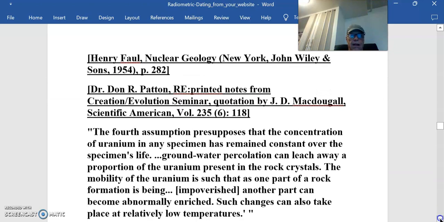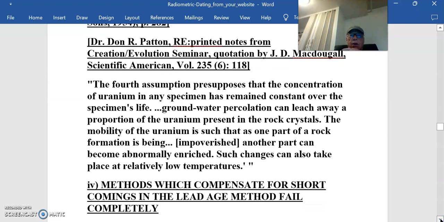Henry Fall. Dr. Patton says, the fourth assumption presupposes that the concentration of uranium in a specimen has remained constant over the specimen's life. You willing to bet your bank account on that? Millions and billions of years? Groundwater percolations can leach away a proportion of the uranium present in the rock crystals. Yeah, only it takes one rain. The mobility of the uranium is such that as one part of a rock formation is being impoverished, another part can become abnormally enriched. Right?